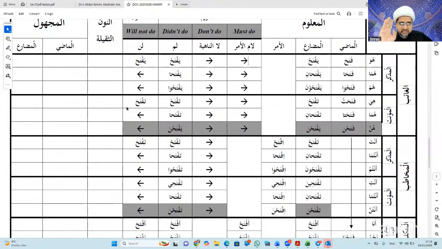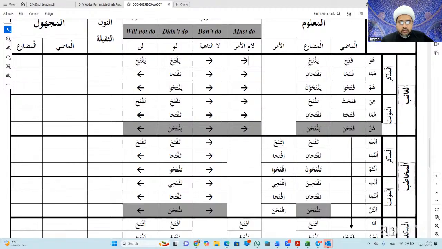So there are three states: marfu, mansub, and majroor. These are the three states for a noun. All nouns cannot come apart from these three states. The present tense verb also has three states. The verbs don't take tanween. Remember this: verbs do not take tanweens. It only takes a dhamma, so it's called marfu. For example, this verb here.